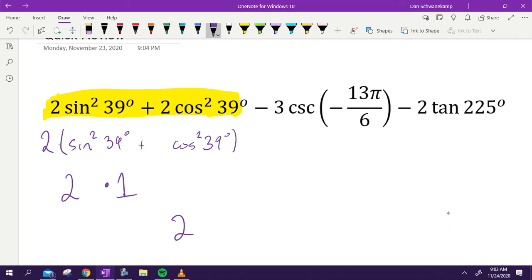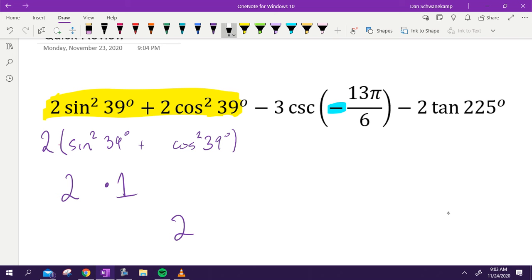Then we've got minus 3 cosecant of negative 13 pi over 6. A lot of stuff going on there. What do you notice? I don't like dealing with the negative angle. What could I do with that negative angle inside the parentheses? Pull it out in front. It's cosecant, so that negative matters.